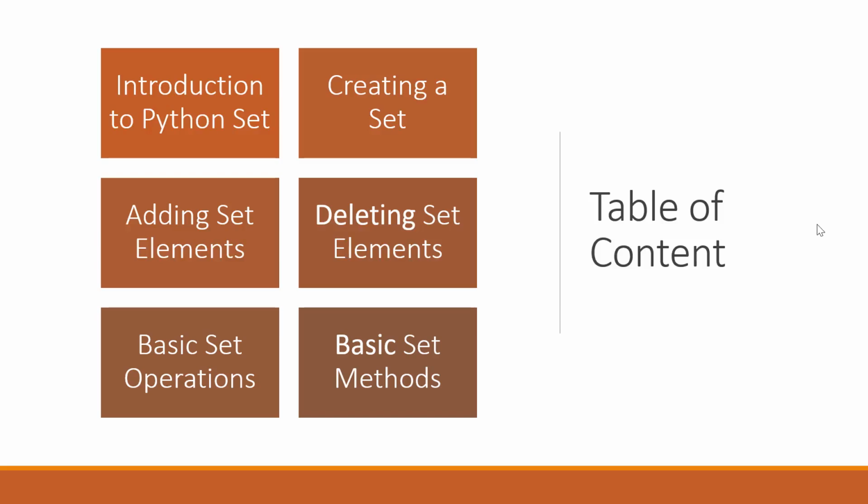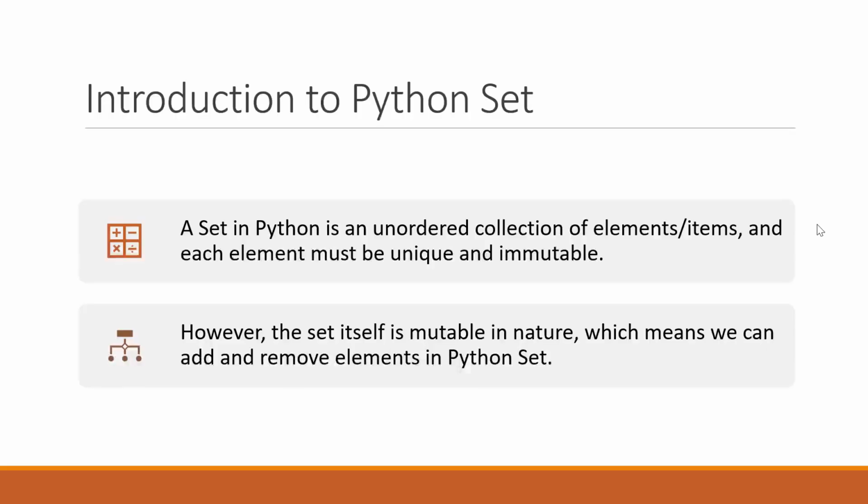So without any further delay, let's jump on to our first topic and let's discuss what are sets in Python. Now basically sets in Python are just an unordered collection of elements where each element must be unique and immutable. However, sets themselves are mutable in nature, which means we can add or remove elements whenever we want from our Python set. Now, one very important thing which we need to understand here is that the elements or the data within the set are immutable.